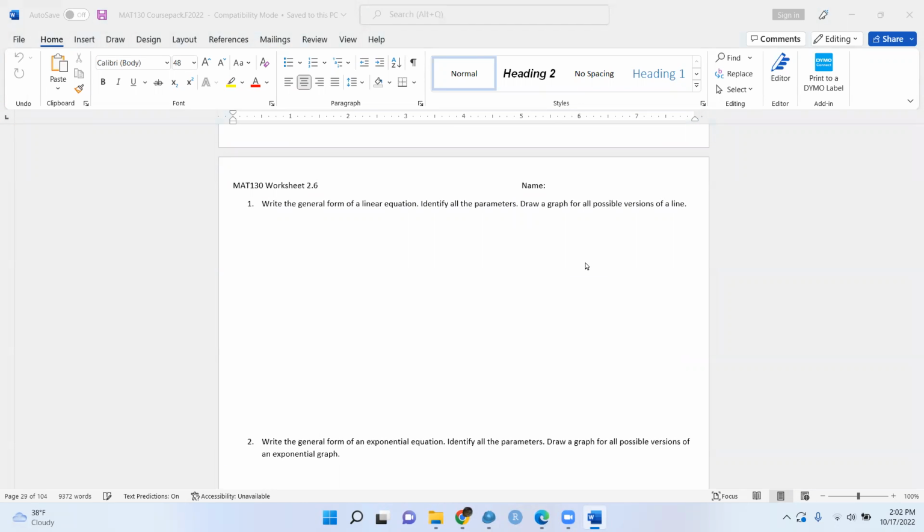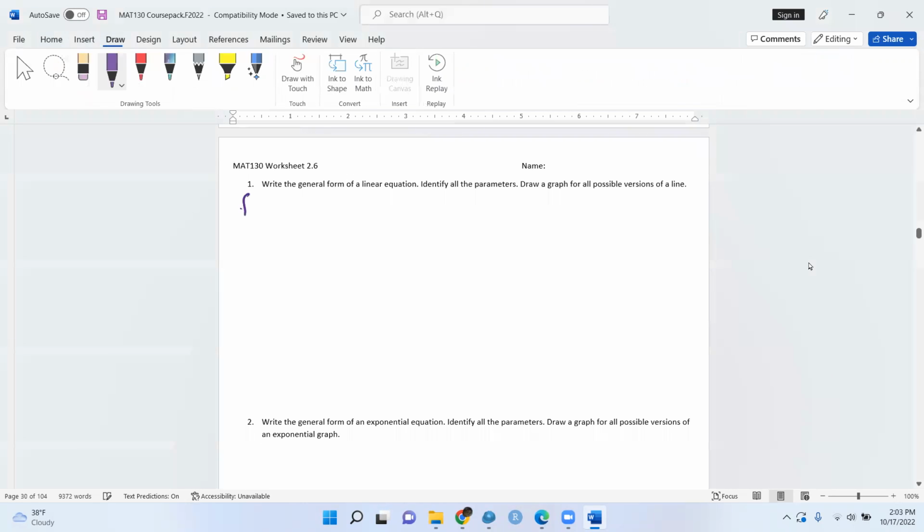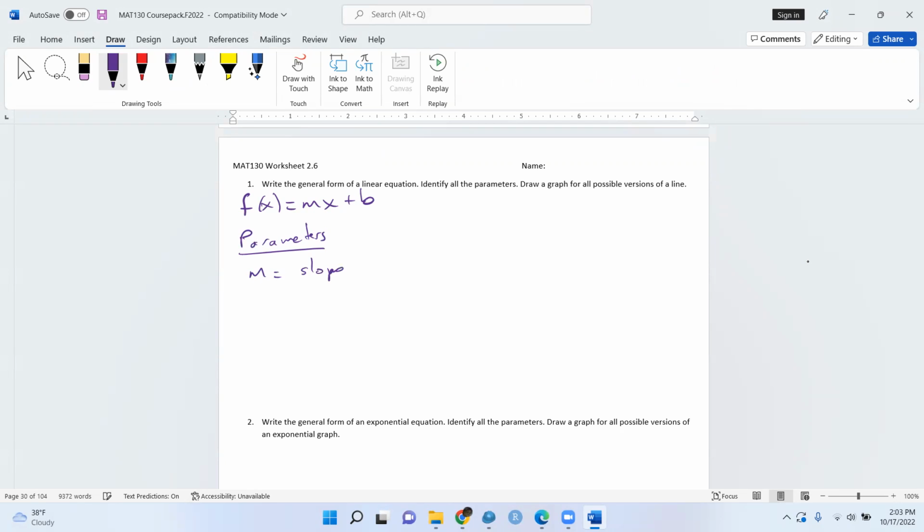So let me just do number 1 with you, because I was going to summarize all of this into one nice, beautiful thing. So the general form of a linear equation looks like this: f of x equals mx plus b. The parameters of that are m, which is the slope, which is really the change in the y variable divided by the change in the x variable, and you need that for interpretation.